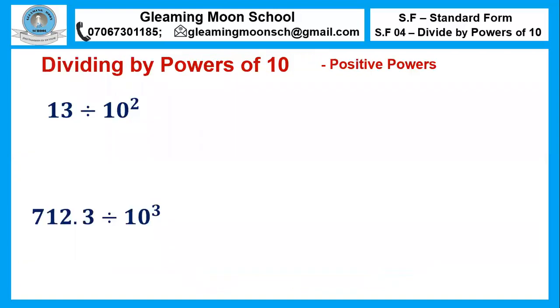Right. Now, we're going to look at dividing by positive powers of 10. So we have two examples here, dividing a whole number by a positive power of 10 and dividing a decimal number by a positive power of 10. So if we have 13 divided by 10 raised to the power of 2, the first thing you're going to ask yourself is, what does 10 raised to the power of 2 mean? And from what we know about powers of 10, this means 100. Okay, so 10 raised to the power of 2 is 100.